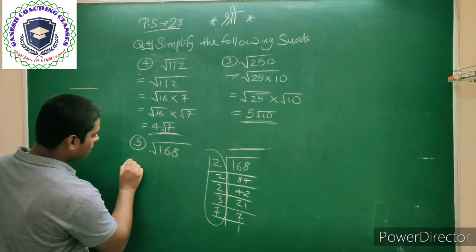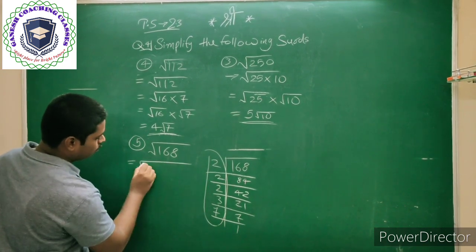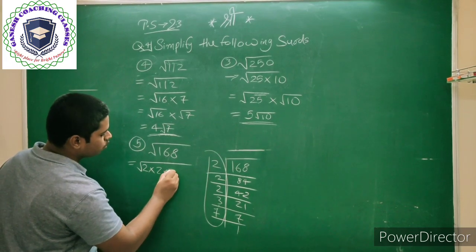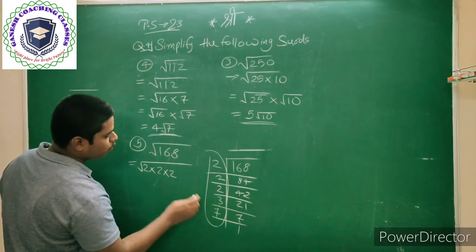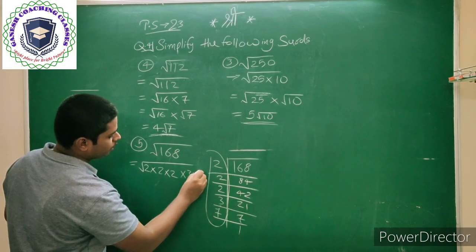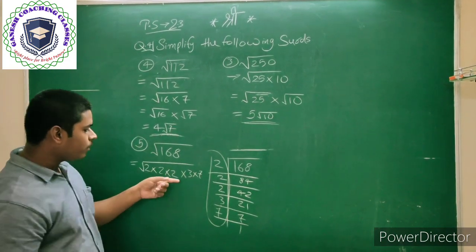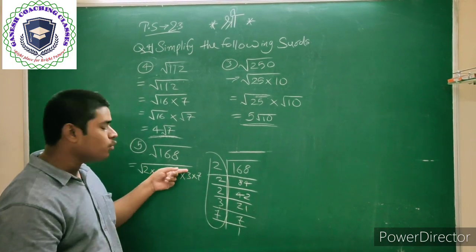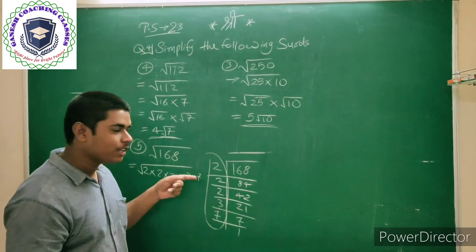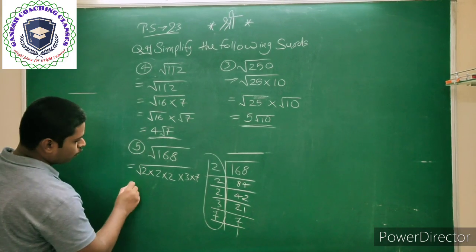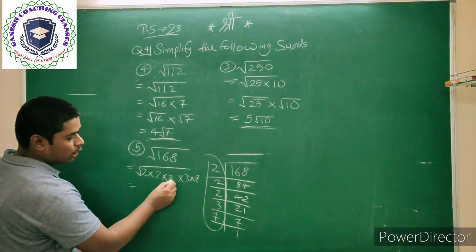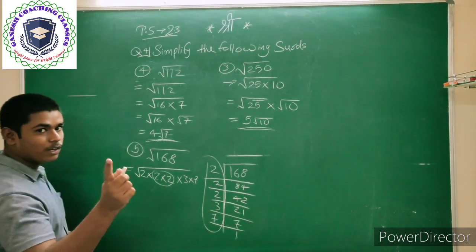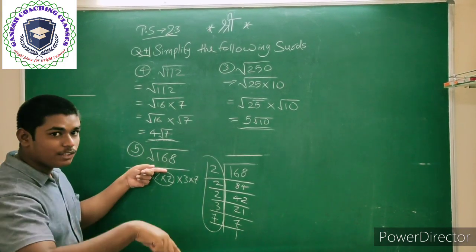Okay, so 168 can be written as 2 into 2 into 2, and 3 into 7. Now the number which appears 2 times comes outside the root and becomes 1 time. Okay, this is the property. So here which numbers are 2 times? Only 2. So these two 2s will become one 2 when we bring it outside the root.